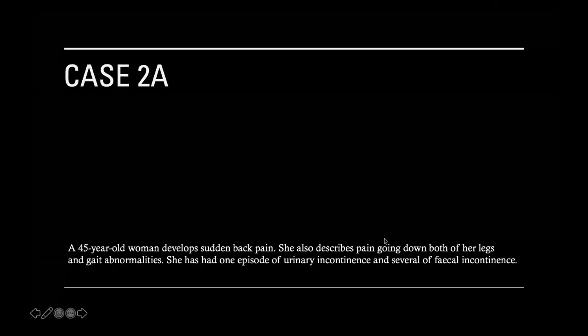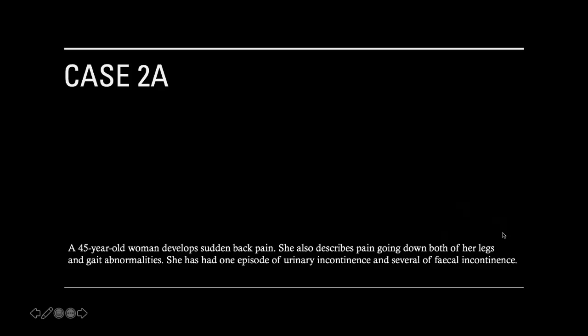So we've got case 2A, and we're moving on to an area now that I think causes a bit more of the confusion when we're talking about upper and lower motor neuron nerves. And so a 45-year-old woman develops a sudden back pain. She also describes pain going down both of her legs and gait abnormalities. She's had one episode of urinary incontinence and several of fecal incontinence.